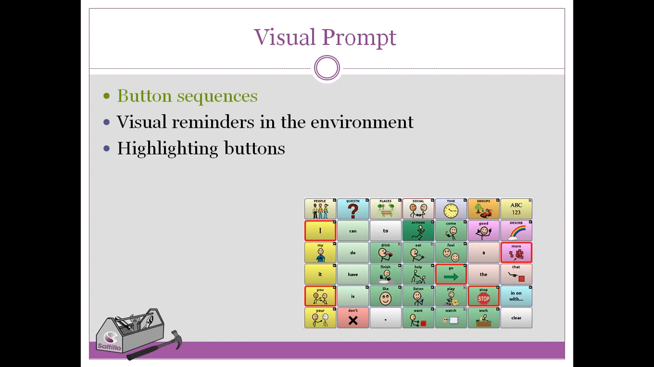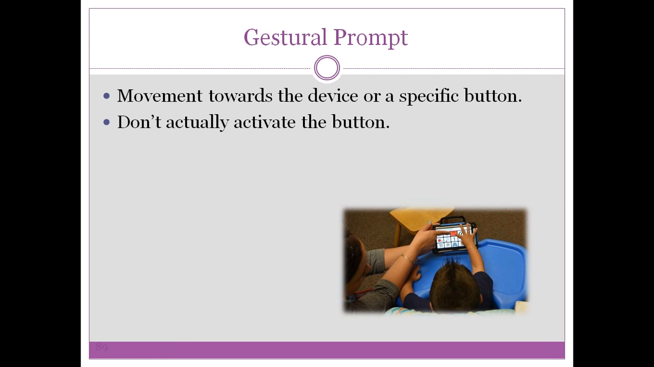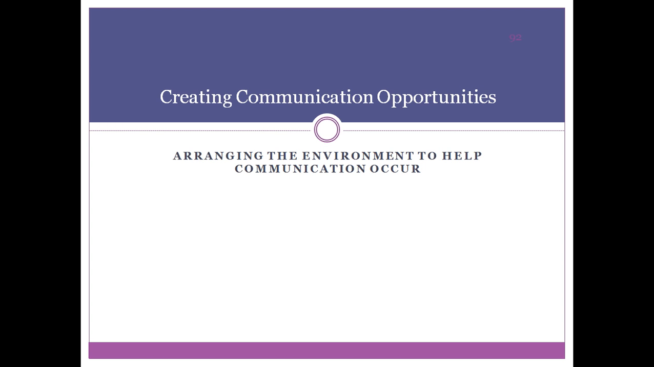Highlighting buttons, that's another way to do this other than hiding buttons. You can highlight the buttons. It's not as easy as hiding. Hiding, you can just go to one setting and hide as many as you want. Highlighting, you have to highlight a button, button by button. So gestural prompts, moving towards it, but not really doing it.